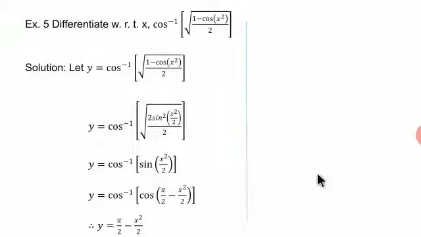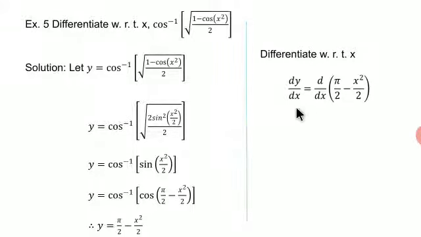Now differentiate this with respect to x, we get dy by dx is equal to d by dx of pi by 2 minus x square upon 2. Again here derivative of pi by 2 is 0 and derivative of x square is 2x. So because of this minus sign, we get derivative is minus 2x upon 2. The 2s get cancelled and hence dy by dx is equal to minus x. This is the derivative for the given function.